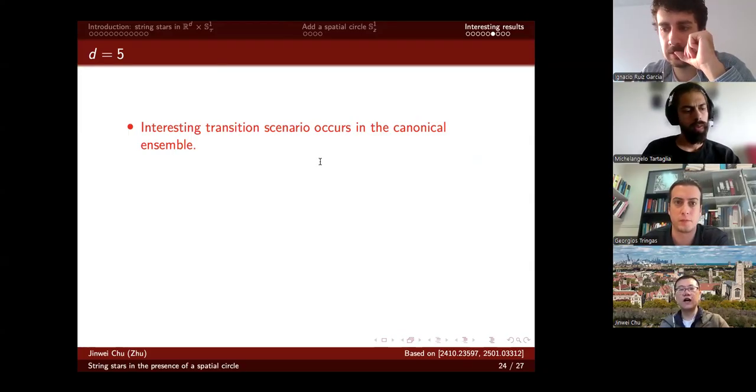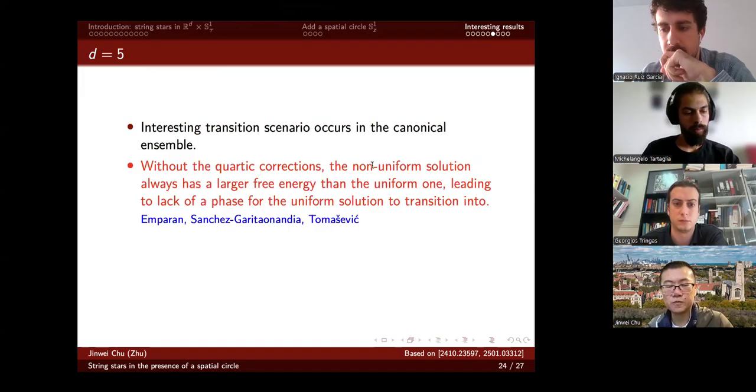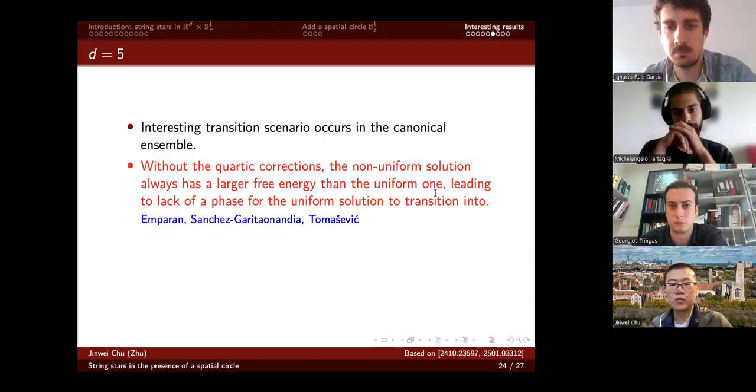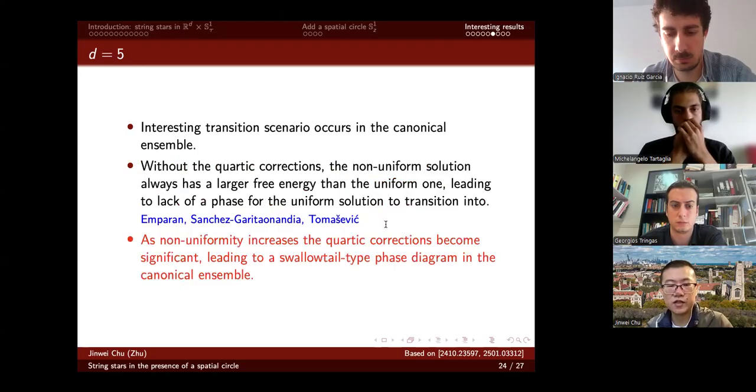Okay, so for d equal to 5, an interesting transition scenario happens in the canonical ensemble. If we don't consider quartic corrections to the effective action, as was done in the paper by Amperon and his collaborator, what we would find is that the non-uniform solution always has a larger free energy than the uniform one. Then there will be a puzzle, similar to the d equal to 3 and 4 case, namely there's no phase for the uniform solution to transition into. To resolve this puzzle, we simply take the quartic corrections into account.